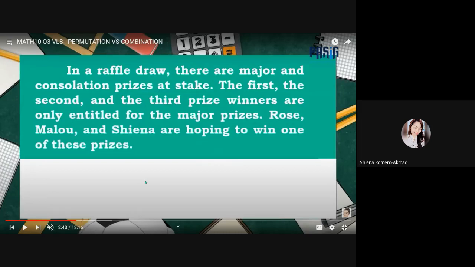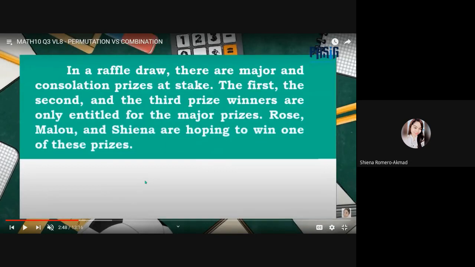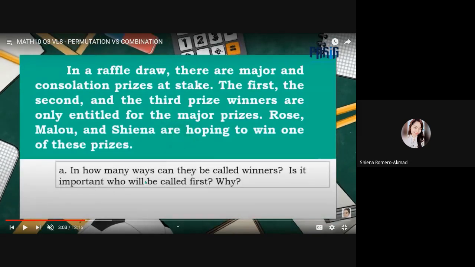So let us of course answer, ano ba yung hinahanap dito sa problem. There are of course questions. The questions are: in letter A, in how many ways can they be called winners? Is it important who will be called first and why?